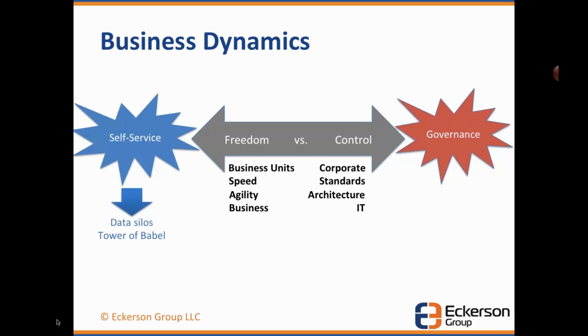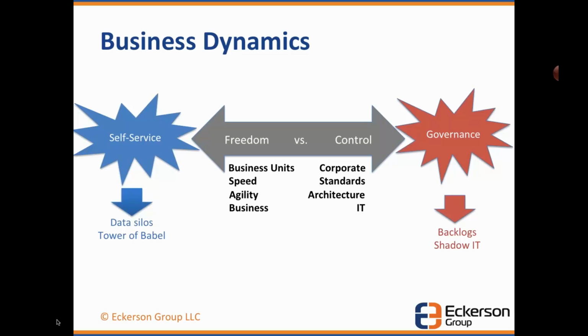If we go too far in any one direction, we create all kinds of problems, and I've alluded to those already. Too much self-service can create data silos and the Tower of Babel. Conversely, too much governance is what a lot of self-service people are rebelling against. It creates backlogs, which in turn create shadow IT. So the question is, what do we do about this? How do we balance freedom and control?